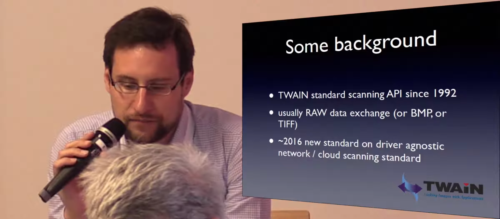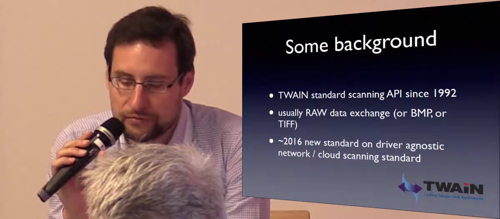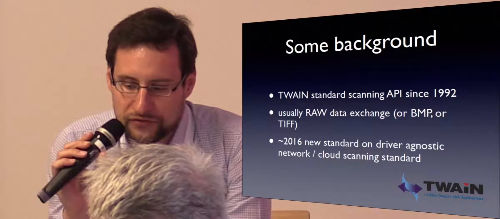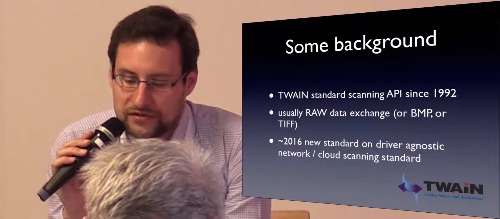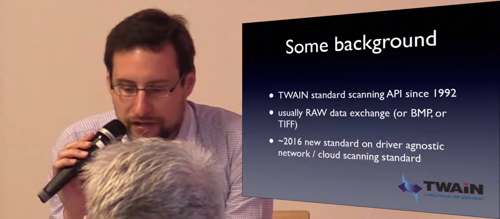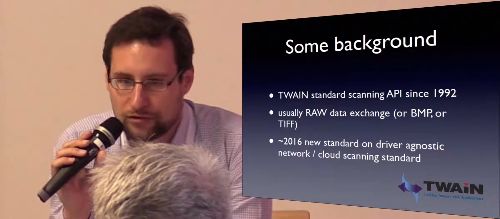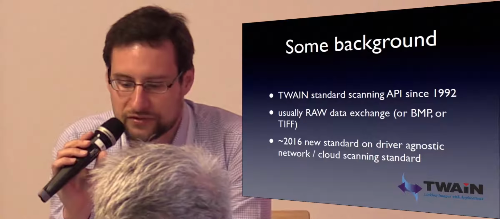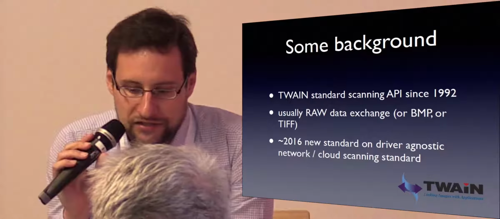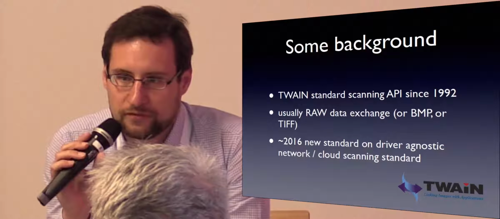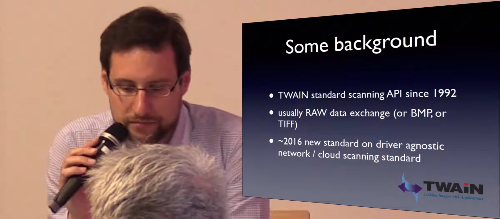So historically, TWAIN mostly works with raw image data in the computer's memory. There is a way to transfer a bitmap on Windows and TIFF on Mac and Linux, but this is more the fallback legacy simple API. It's not really recommended and used in real applications. So in the last years, the TWAIN working group was working on a new TWAIN standard, and in a minute I'll show you why.